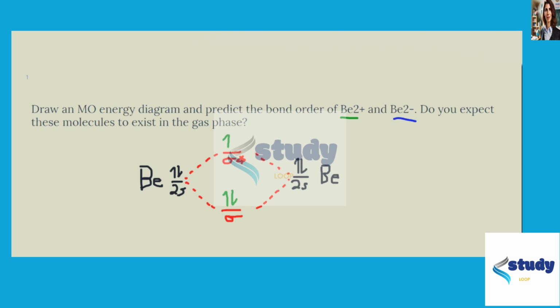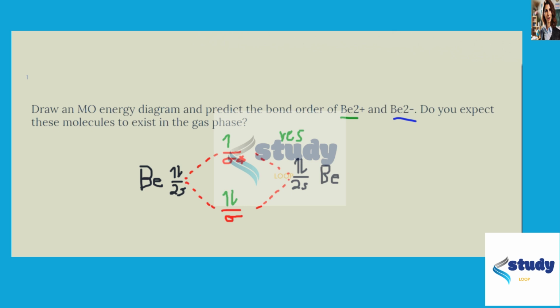And do we expect this molecule to exist in the gas phase? That is yes, because it has 2 bonding and 1 anti-bonding. So since it has more bonding than anti-bonding, we expect there to be a bond between it. It'll be a fairly weak bond. If you did the calculation by dividing by 2, you see that its bond order is only half, but it's still a bond nonetheless.